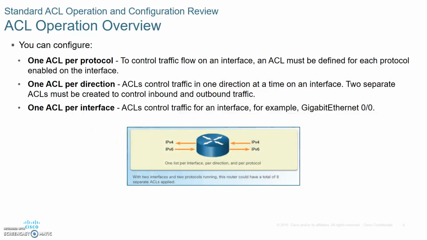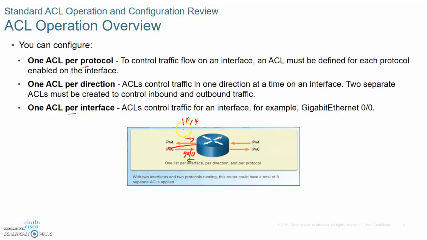We also went through the three basic principles of access control lists. There is one ACL per protocol, one ACL per direction, and one ACL per interface. This means that for every single interface, let's say interface G0/0, if you are only running one protocol, IP version 4, there can be two directions applied on this interface. It can be going in or going out. But there can be only one ACL applied going in, and one ACL applied going out.